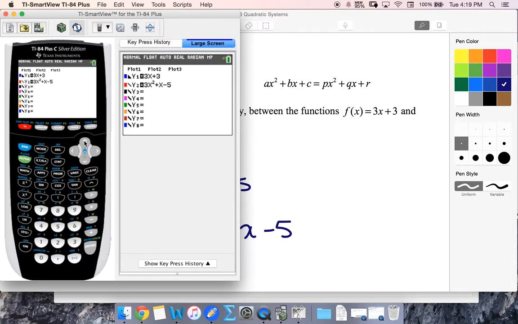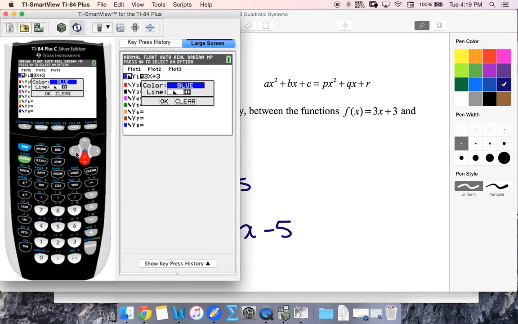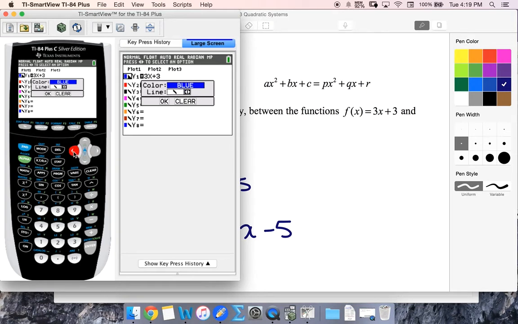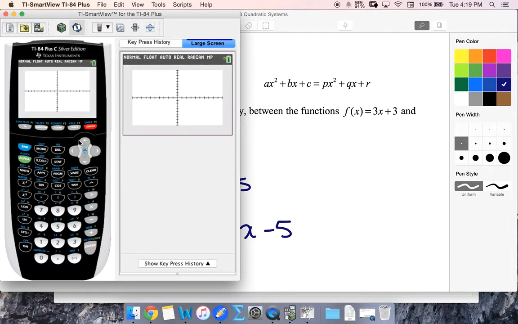I'm going to come in here and change my shading. Sorry about that. Good troubleshooting for you to see though. So it looks to me like one solution is around between -1 and -2. My other solution up here looks like it's sort of between +1 and +2, so I'm going to find those.